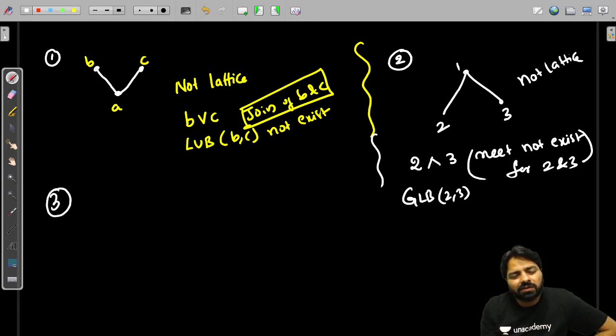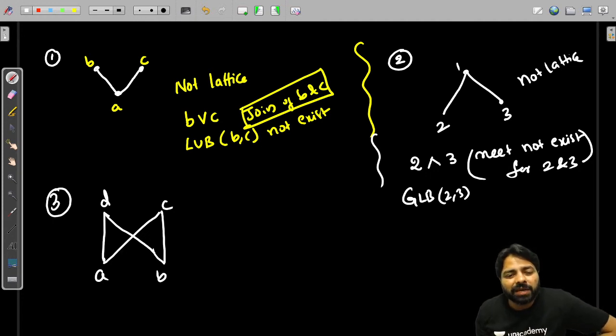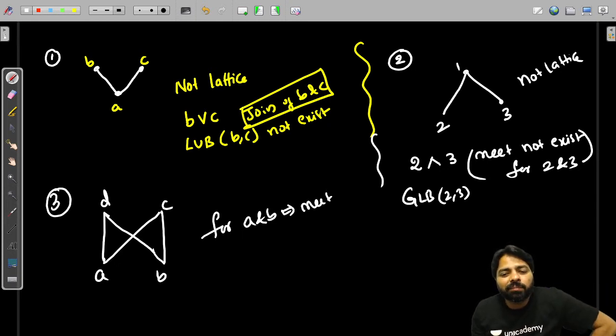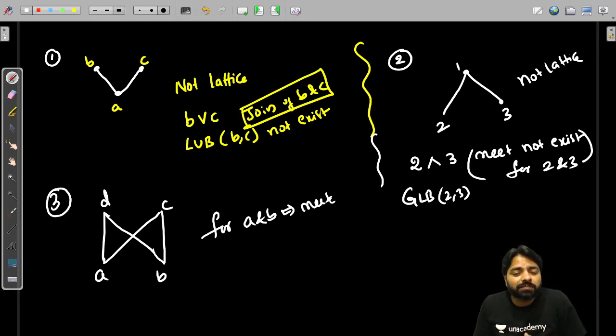And the third one. I'm trying something in a different way, it's fine. A, B, C, D, and look from down to up only. If you look at A and B, meet does not exist. Look down. Meet means find the lower bounds and find the greatest among them, but lower bounds are not there. So meet does not exist.